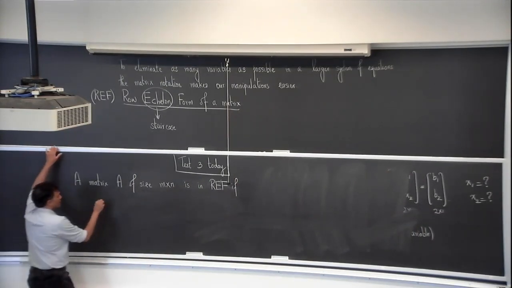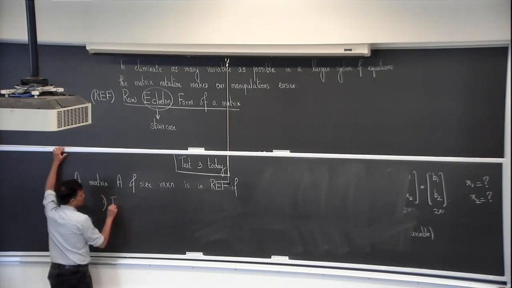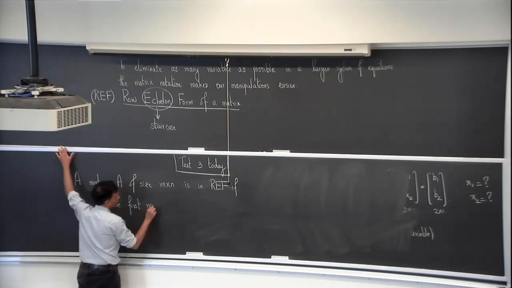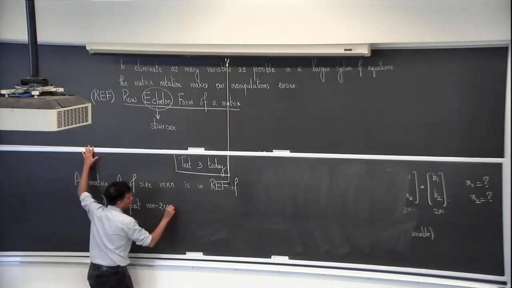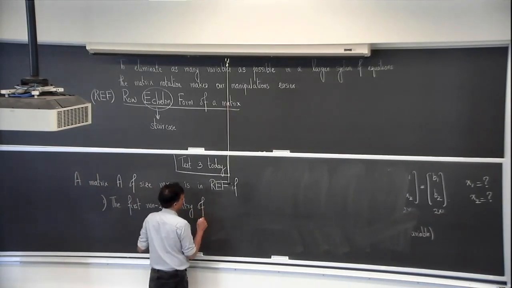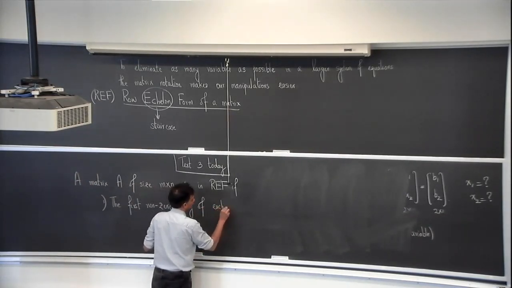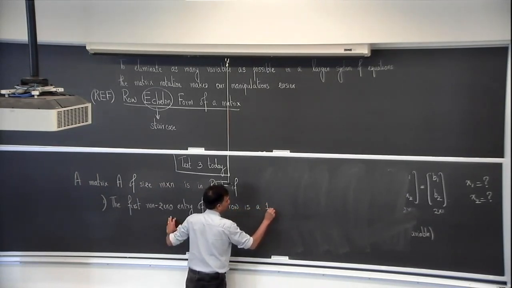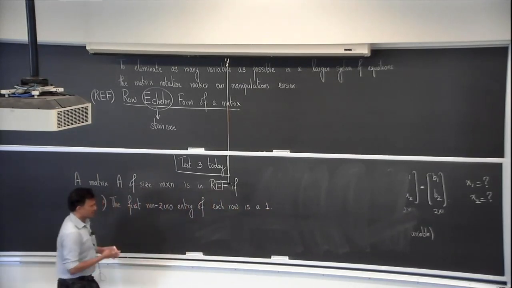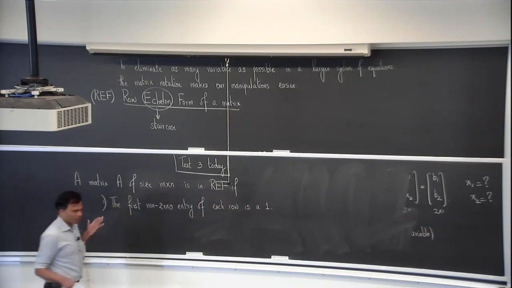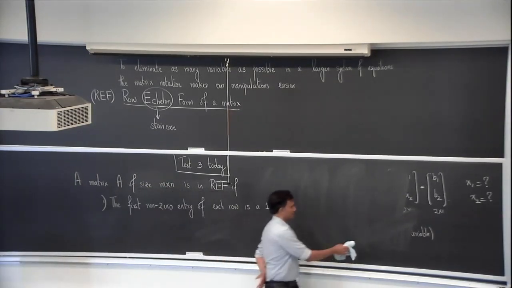If 1, the first non-zero entry of each row is a 1. Why is 1 so special? It's easy to scale 1 with any number you want. So 1 is a particularly interesting number other than 0 because of computational reasons.